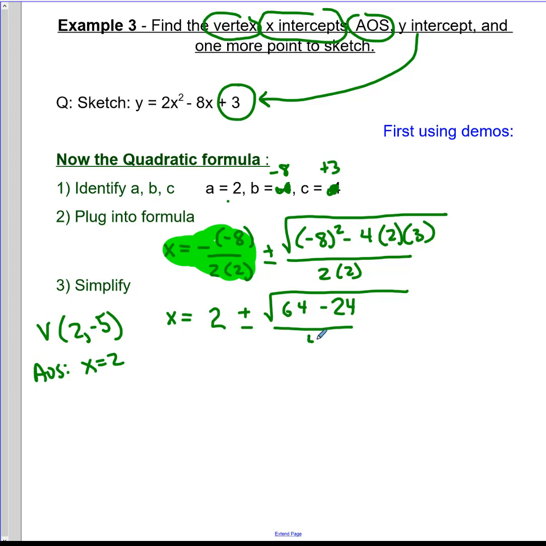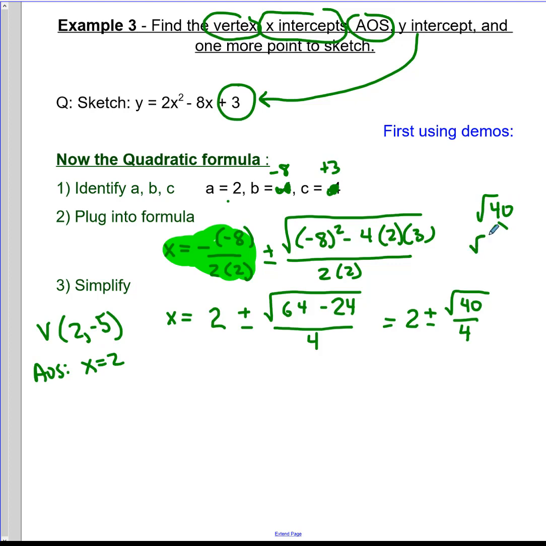All over 4. Okay, so that's pretty easy. That's 40. So this is going to be the square root of 40. So it's going to be equal to 2 plus or minus the square root of 40 over 4. Now, the square root of 40 is the square root of 40.